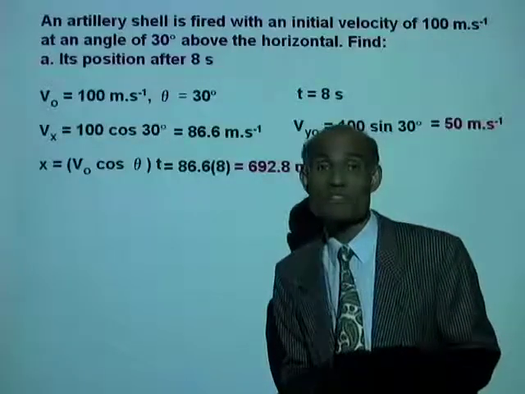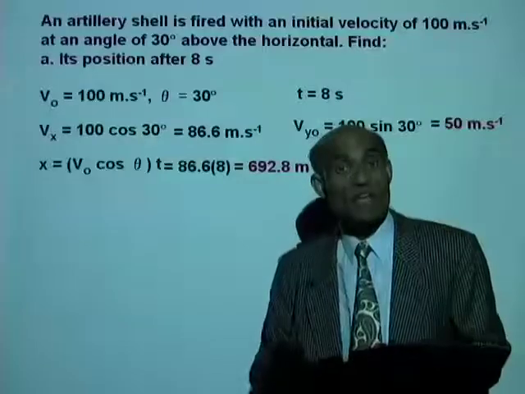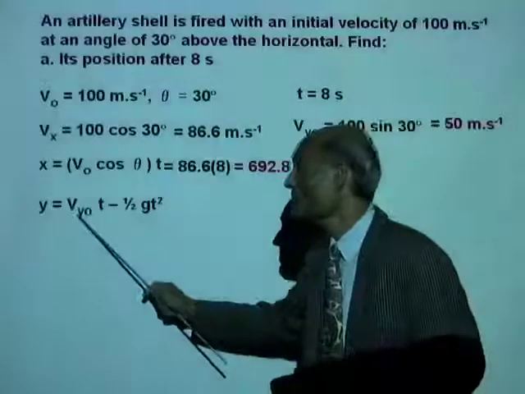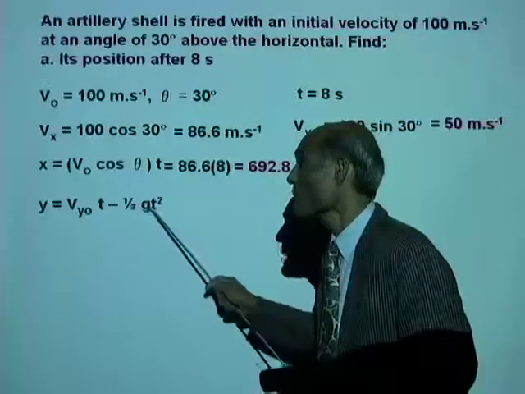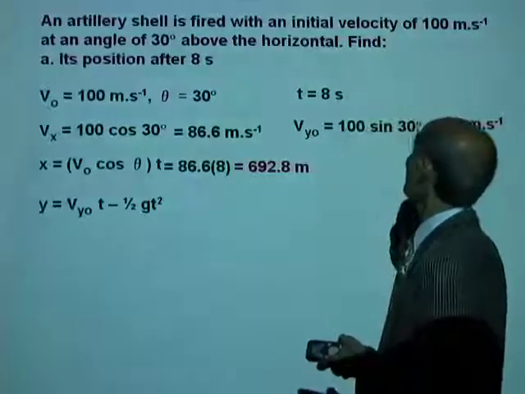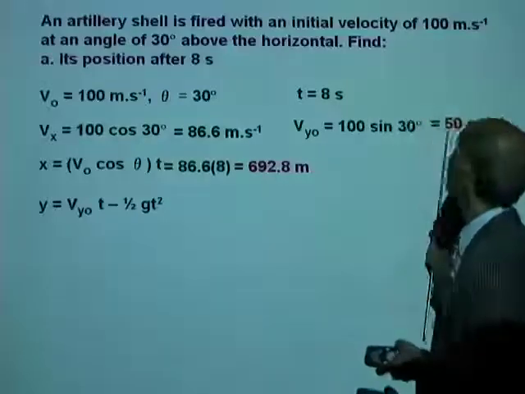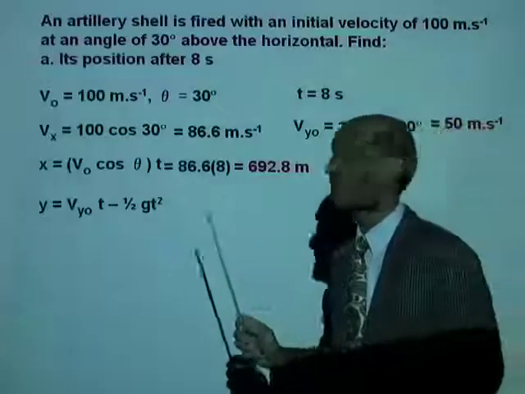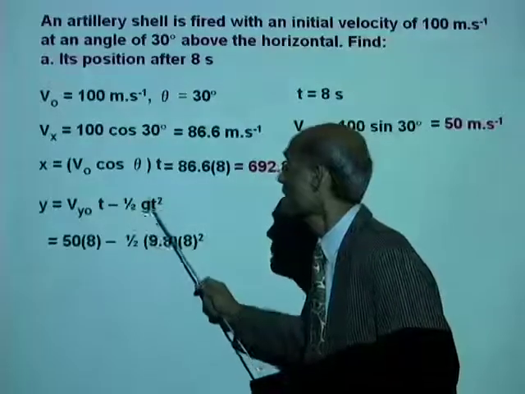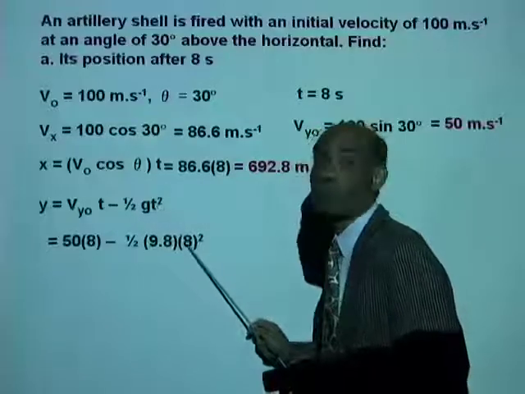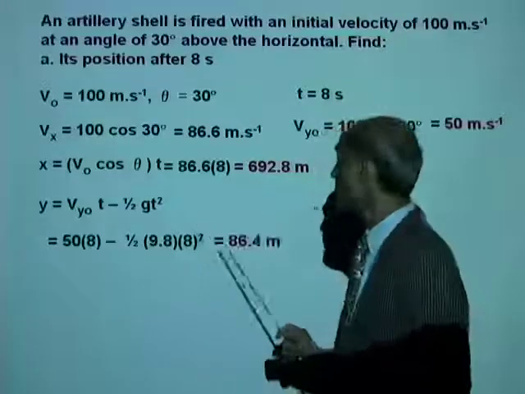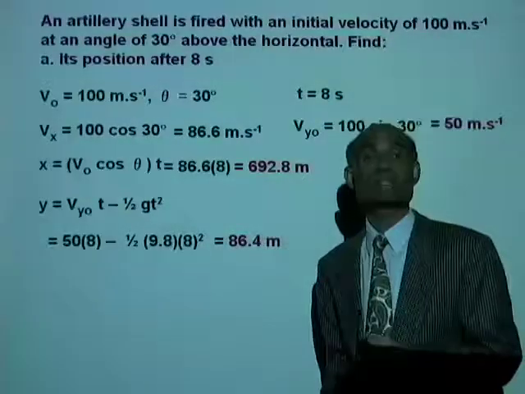The y position is v0 sin theta t minus 1/2 gt squared. Vy0 t minus 1/2 gt squared. And Vy0 is v0 sin theta, and you know it is 50 meters per second. So this will be 50 times 8 minus 1/2, g is 9.8, multiplied by 8 squared, the time equal to 8 seconds. And that is 86.4 meters.